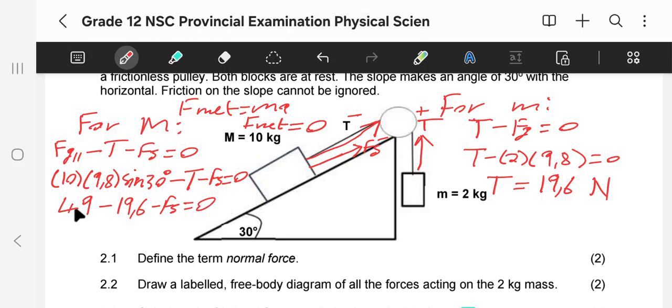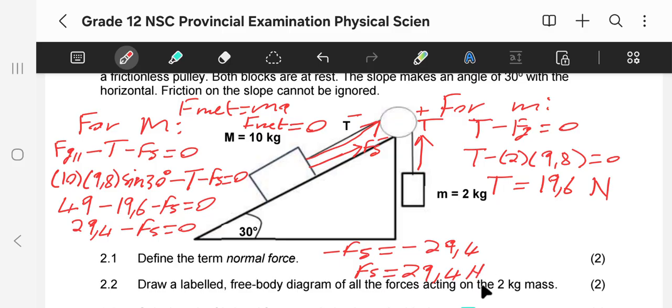And then what I'm going to do is to say 49 minus 19,6. And yeah, 49 minus 19,6 should give me 29,4 minus Fs is equal to 0. And then this I'll transpose to the other side. I hope you are with me. I'm just going to write that here. I'll have negative Fs is equal to negative 29,4. And if I divide by negative on both sides, my Fs will be positive. So Fs will be positive 29,4 newtons. And the direction is obviously in the upward direction, if we were to write the direction.